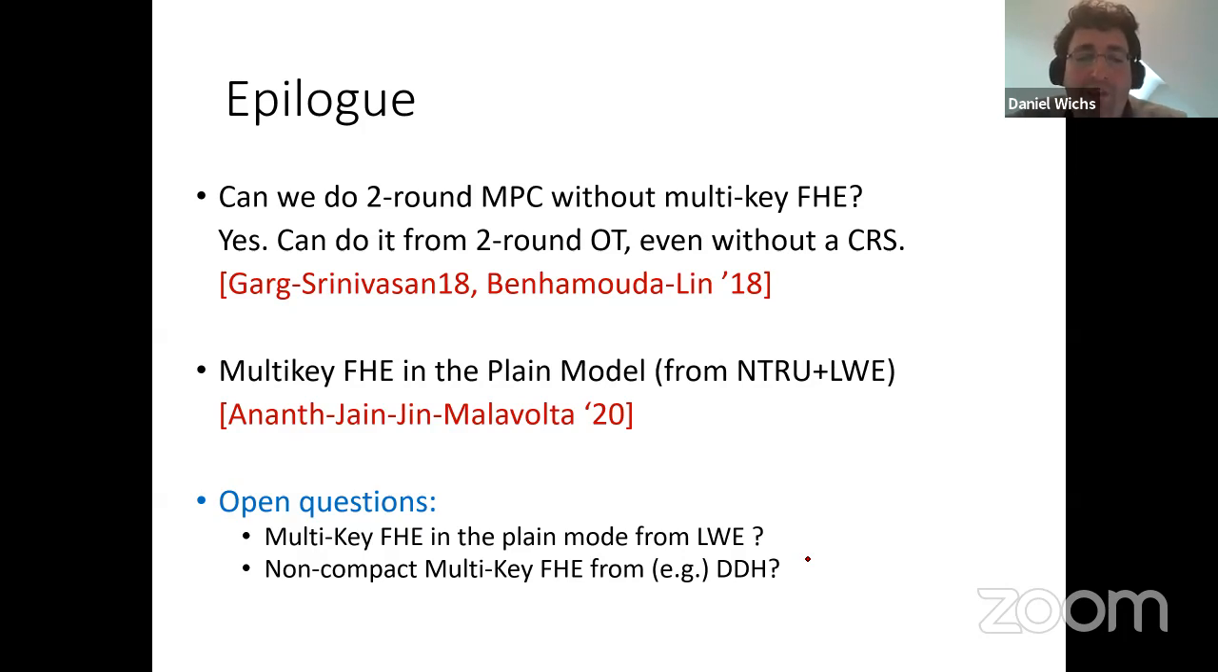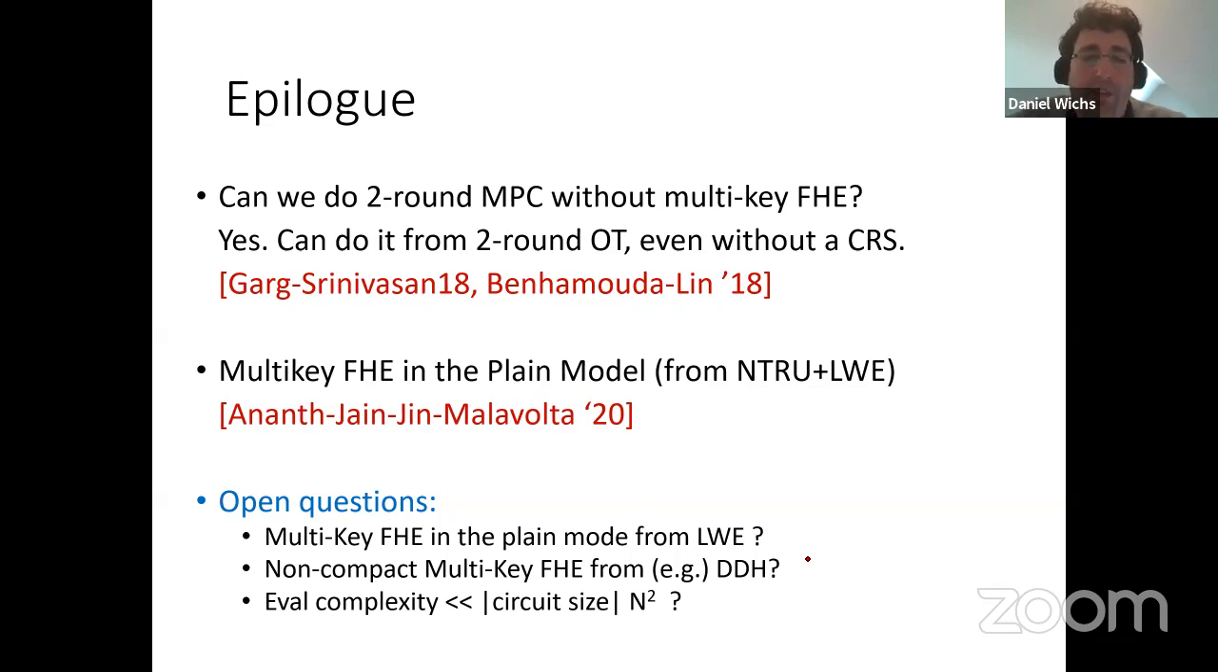So I think it's still an interesting question, even though we already know how to do 2-round MPC from other assumptions like DDH. It's an interesting open question to really get something that would have the format of multi-key FHE, but a non-compact one from things like DDH.